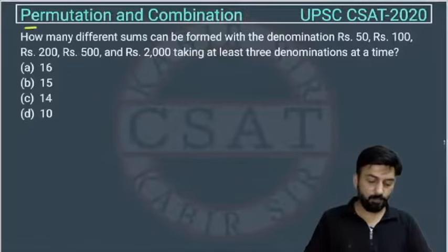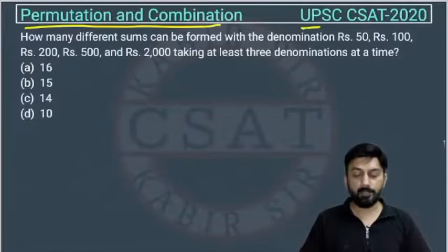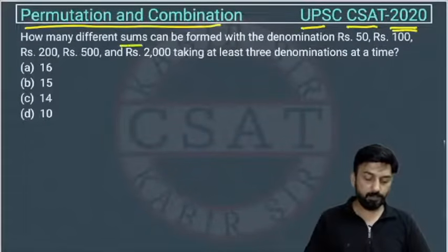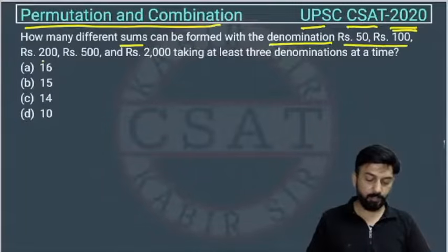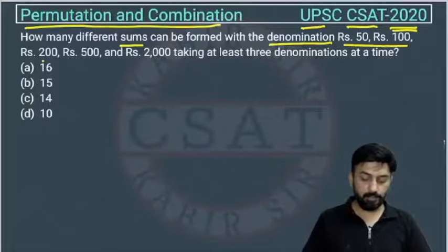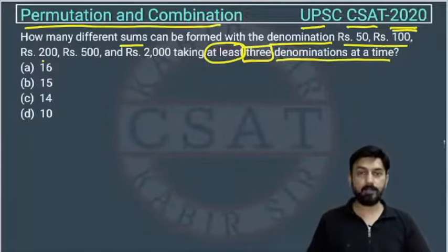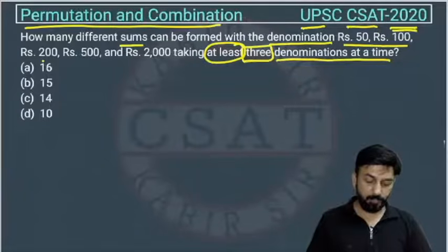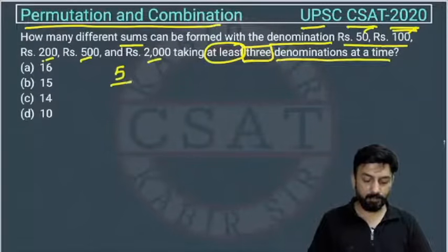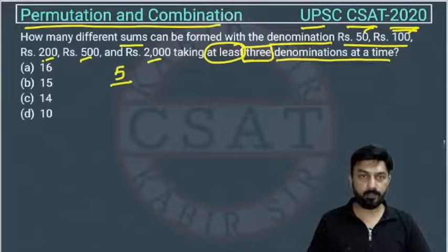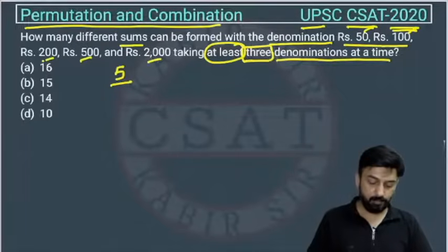So this is a question from Permutation and Combination chapter asked by UPSC in their CSAT paper of 2020. How many different sums can be formed with the denominations of rupees 50, 100, 200, 500 and 2000, taking at least 3 denominations at the same time, right? So how many denominations are we having? First, second, third, fourth, fifth, right? So 5 types of denominations we have, and out of 5 we have to select at least 3. So this is a problem of combination.